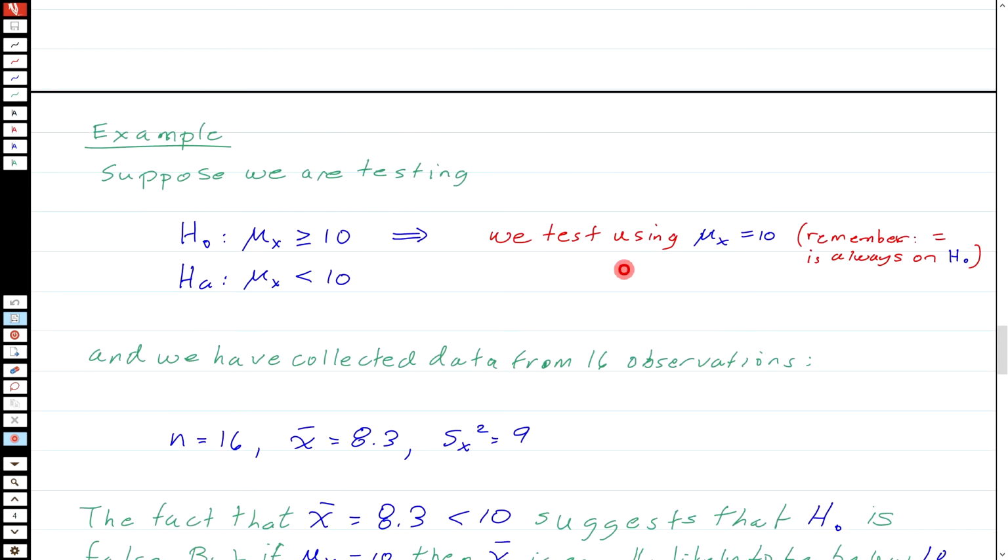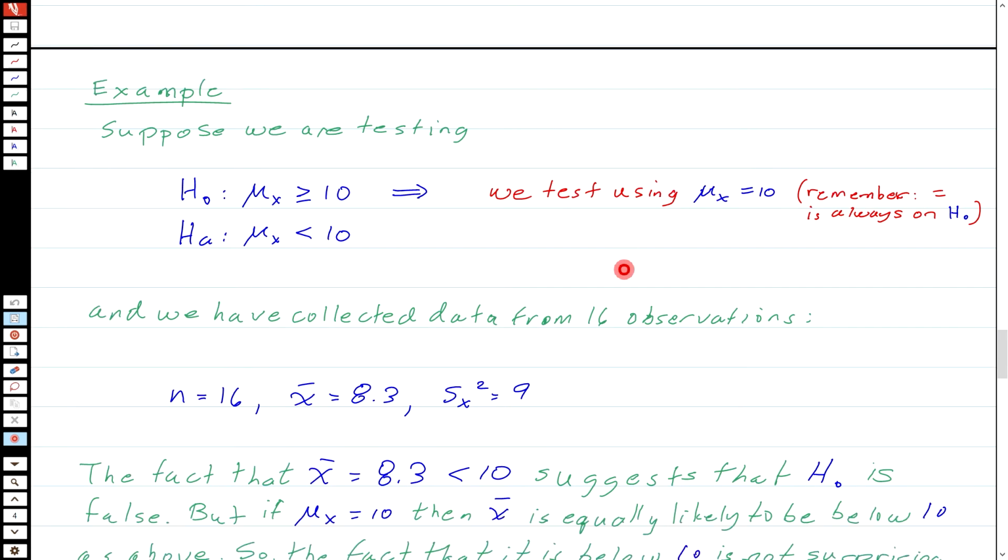Okay, so here's an example. Suppose we are testing H naught, the mean is greater than or equal to 10. And as I mentioned, we're actually going to test mu x equals 10, because this is the hardest to reject, versus HA, mu x is less than 10. So this is a one-sided test, and I'm going to reject H naught if my test statistic, which is basically x bar standardized, is sufficiently far away from 10 in the direction of HA.